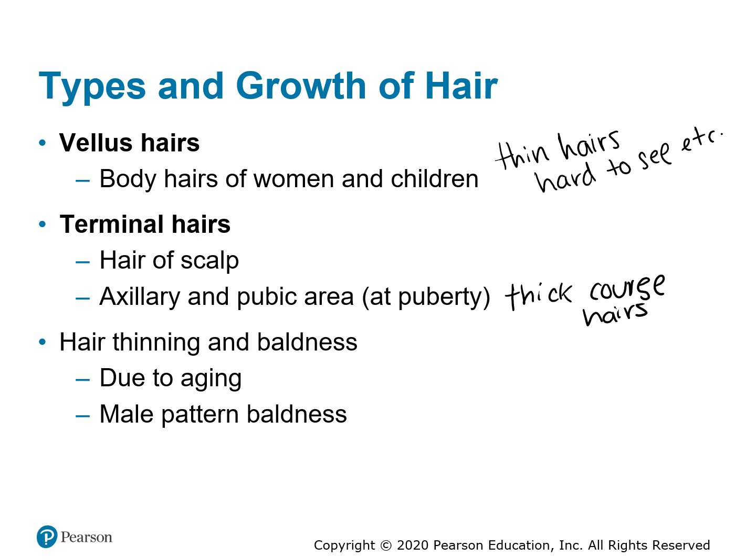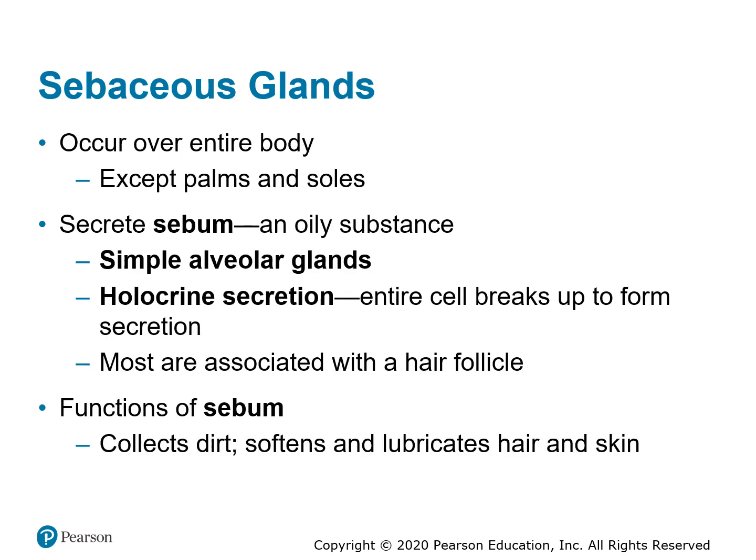Another thing that we have in our skin are glands, one of which are sebaceous glands. These are our oil glands. They produce a substance called sebum. Sebum is an oily substance that comes out of your skin. These glands are simple alveolar glands, meaning that they are relatively this shaped, because they usually have quite a few ducts leading into a single pore. This is your pore right here.